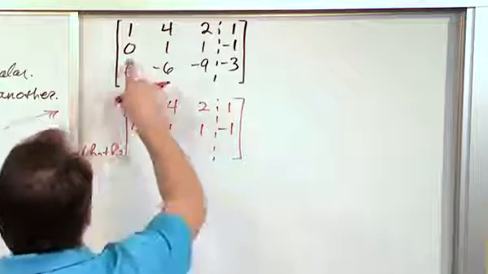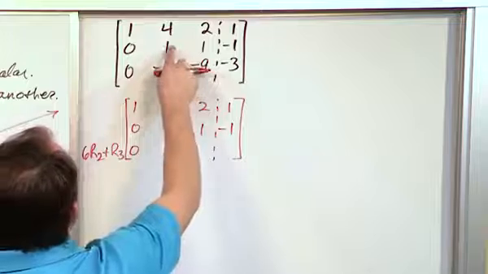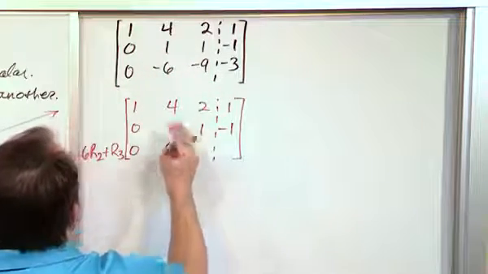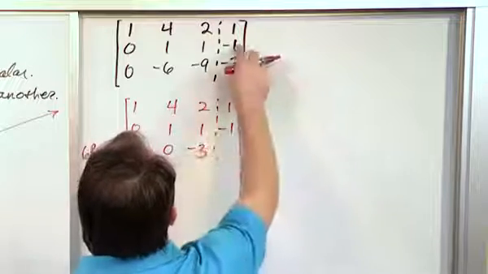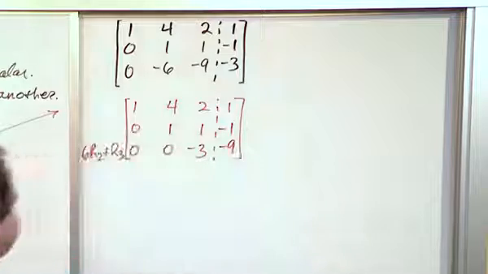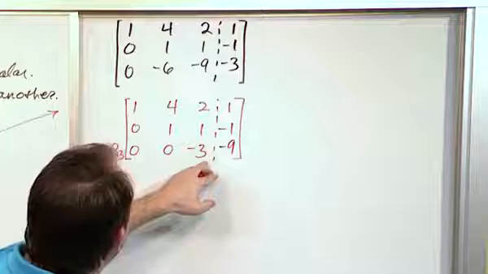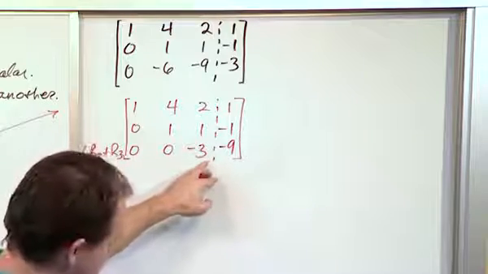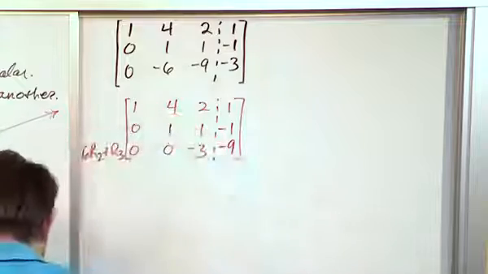The reason I'm doing that is because when I take 6 times this and add it to this, I still get 0. 6 times this gives me positive 6, plus this gives me a 0. 6 times this gives me 6, add it to this gives me negative 3. 6 times this gives me negative 6, plus that, negative 9. Okay, so you see what I'm doing? I'm inching my way over. Now what I want to do is get this guy to have a 1, because remember I want 1s along my diagonal.